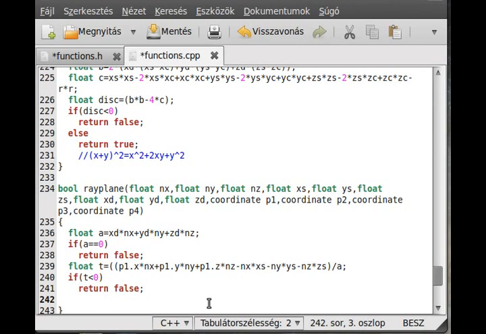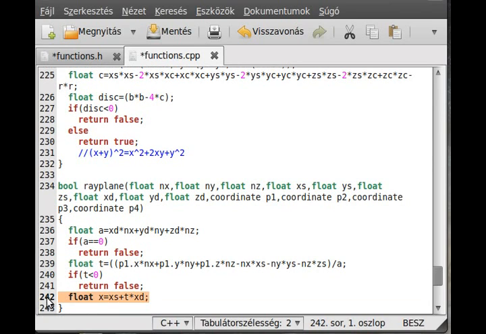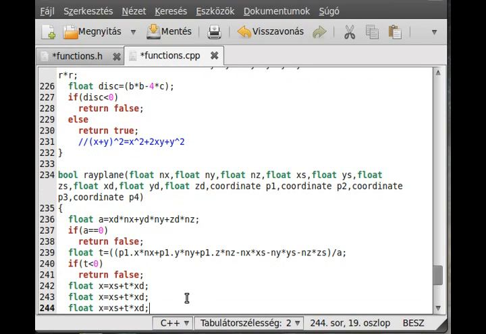Now we calculate the x, y and z coordinate of the collision. So where does that happen? Float x equals the start point, so xs plus t times xd. It is the ray equation, if you remember. I do the same with the y and z too.